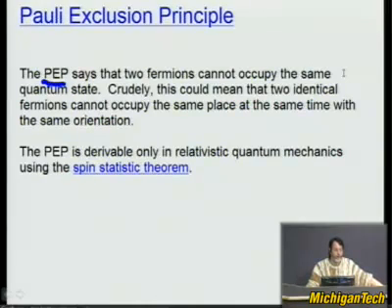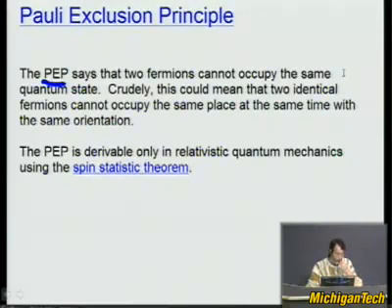They can't all be in the ground state. Electrons are fermions, and they can't all be in the ground state of hydrogen. Crudely, you might interpret this as meaning that two fermions cannot occupy the same place at the same time with the same orientation in the same spin.